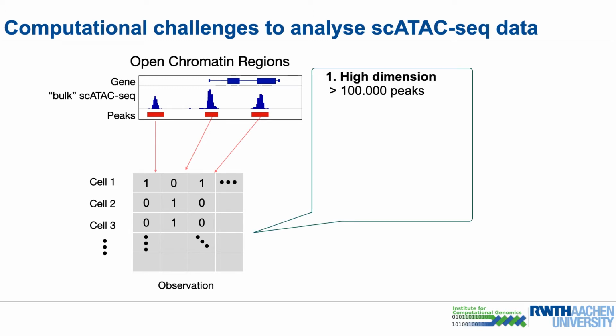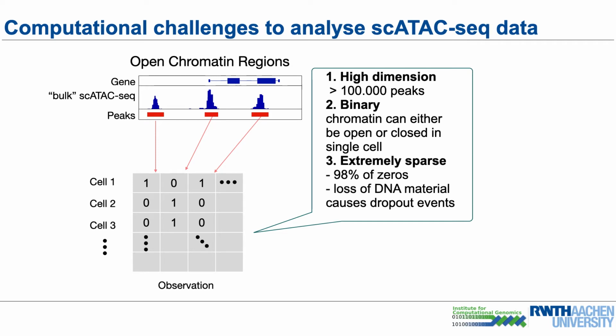However, it's very challenging to analyze this count matrix because first, this matrix is highly dimensional, and usually the number of peaks is more than 100,000. The second problem is this matrix is binary because for each single cell, the chromatin in a particular region can be either open or closed. Finally, this matrix is very sparse, since there are only two DNA copies in each single cell, and also when you do the experiments, usually you will have some loss of DNA material. So this leads to dropout events.